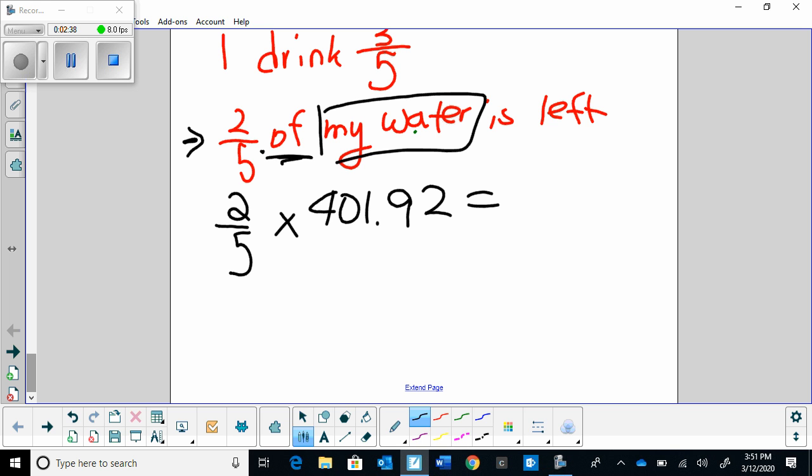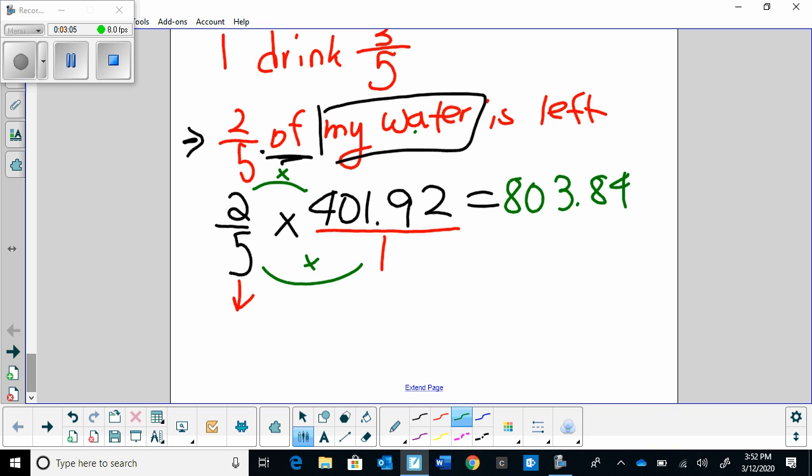So now when we're looking at multiplying fractions, you could either convert 2/5 into a decimal by going 2 divided by 5, or I can do fraction multiplication. The denominator is always 1 when we have a whole number, and then to multiply fractions, we multiply the tops and we multiply the bottoms. So 2 times 401.92 is 803.84. All right, and 5 times 1 is going to be 5.